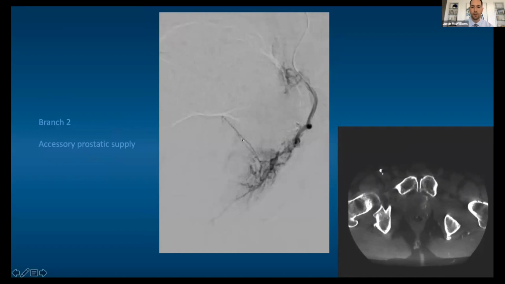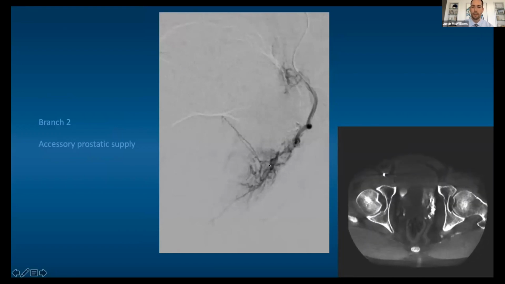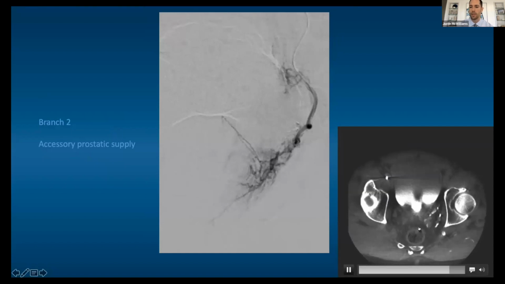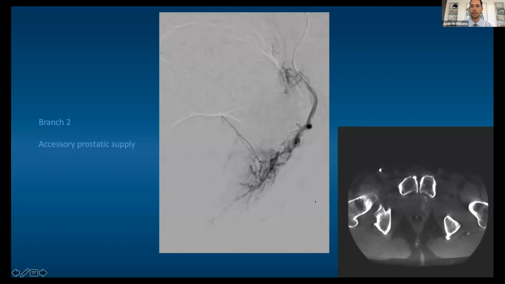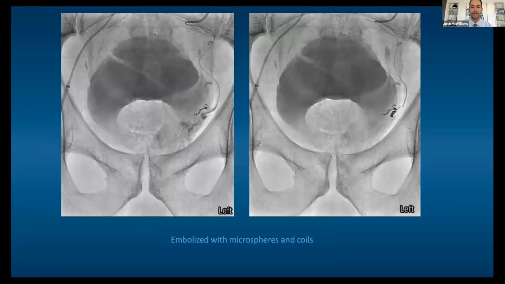The second branch also confirmed going to prostate. And this happens about 20% of the time that you'll have a second supply. And sure enough, the cone beam CT proved that there was a supply from a second branch as well. So got into that one, embolized that as well.